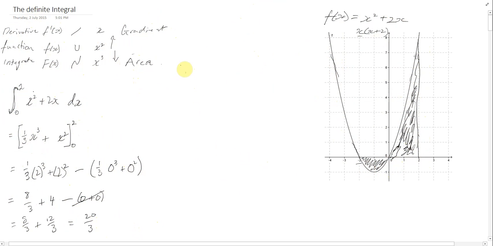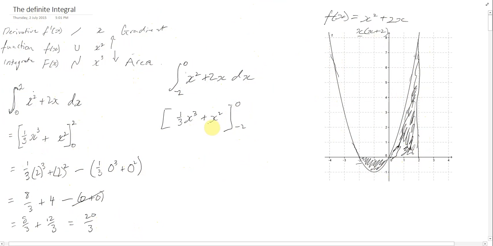So let me set this up again. Between -2 for my lower bound and 0 for my upper bound. So same function, x squared plus 2x dx. Now I've already done the hard work over here earlier of finding that antiderivative, which is a third x cubed plus x squared. So I've got -2 and 0.